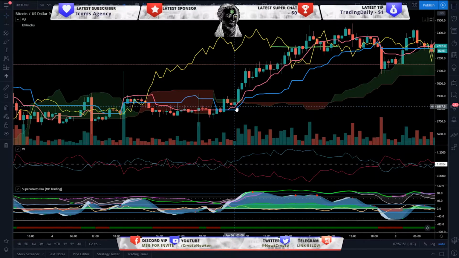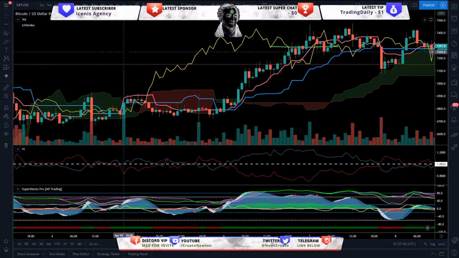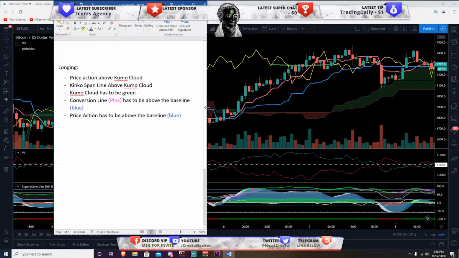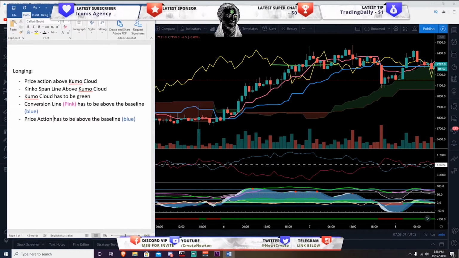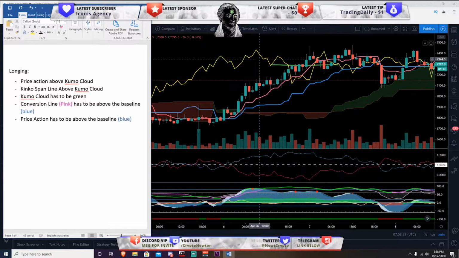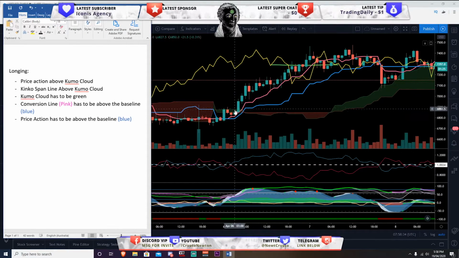Let's go through them again, and let's do this so we can get them up together. I'm going to minimize this a little bit, put it on the left. So what are we looking for? For longing, in every single situation where you are longing, you will have to have the price action above your Kumo cloud. Is your price action above the Kumo cloud? Yes, it is. The Kinko span line, being the yellow line on our charts, has to be above the Kumo cloud. The Kumo cloud has to be green. Is the Kumo cloud green?